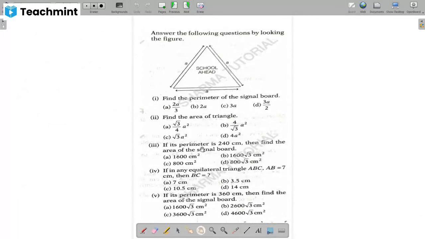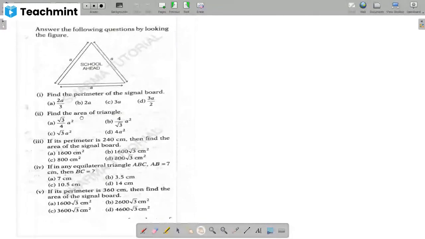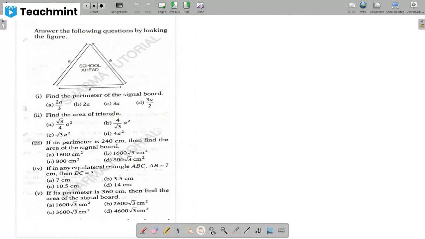Okay, we are given a figure. It's a traffic signal which is equilateral triangular in shape, and the sides are given as A. So when you read this question, you will come to know that this question is nothing but that exercise question which we have done already, right? All the word problems are nothing but the case study based questions. So here we are given a signal which is equilateral triangular in shape and the sides are A.